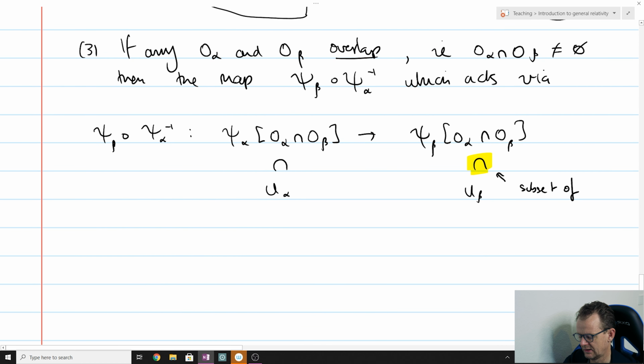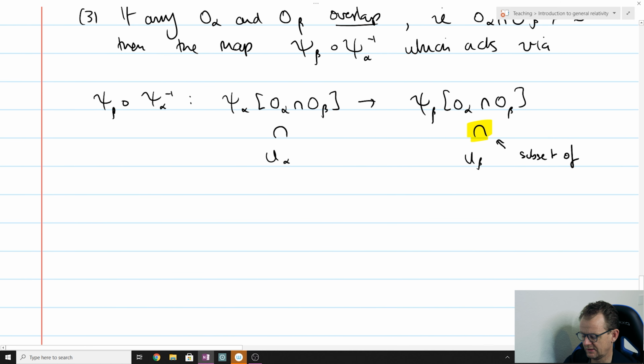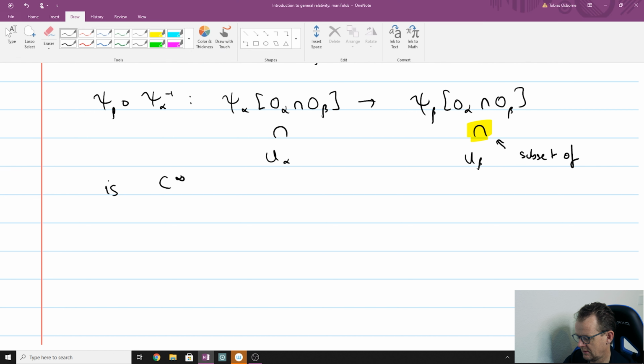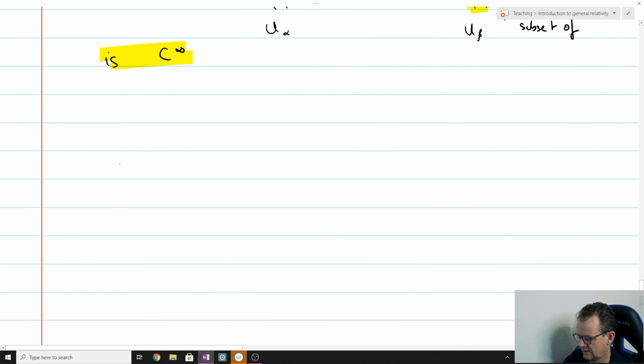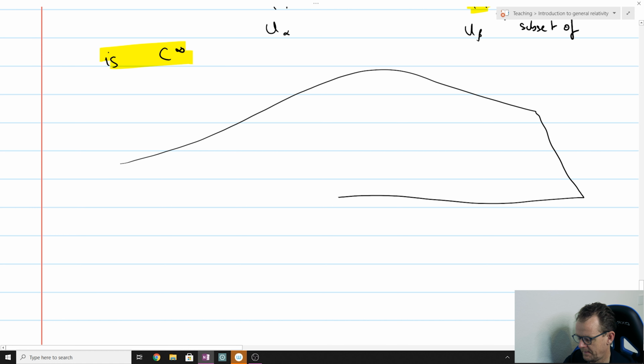And before I draw the picture, we've defined this map, psi beta composed with psi alpha inverse, and if any of these two patches O alpha and O beta overlap, then this map that we've just defined is not any old map. It is a C infinity map, so it's smooth, infinitely differentiable. So in short, the definition says that map is C infinity. Now here's a picture to illustrate this situation. So here's our surface M.